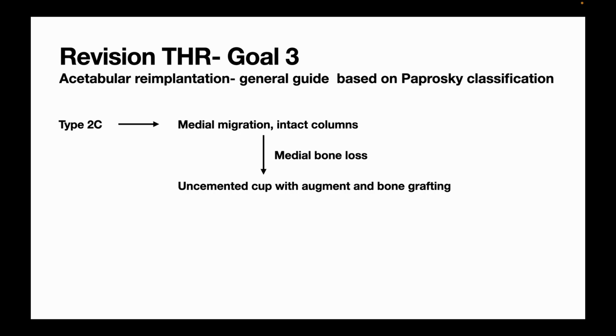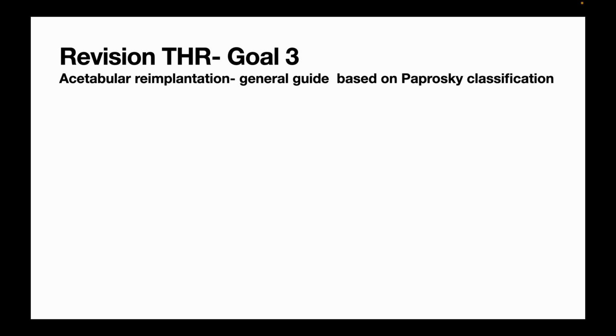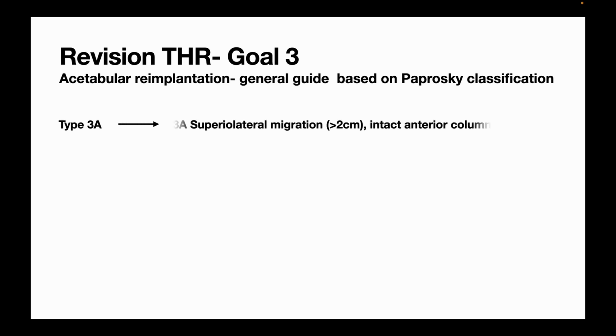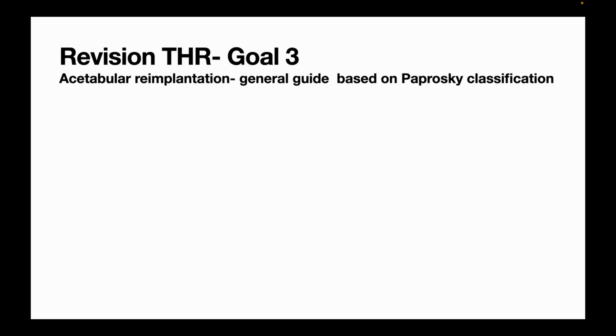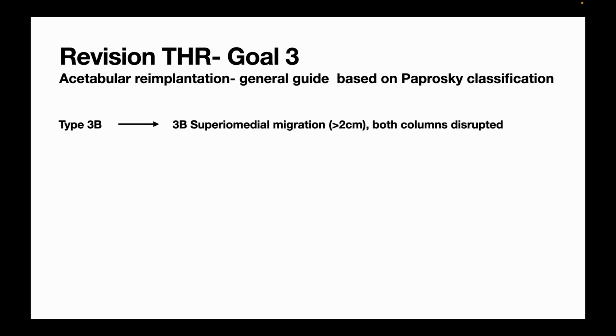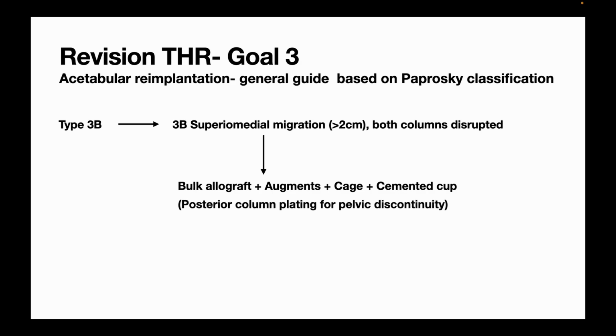When there is significant migration with an intact anterior column as in type 3A, we can still reconstruct it in a similar way. However, in type 3B, cup migration is associated with disruption of both columns. It represents the most severe form of acetabular bone loss. Bone allograft, augments, cage, and cemented cup may all have to be used. Plating of the posterior column may be necessary in case of pelvic discontinuity.